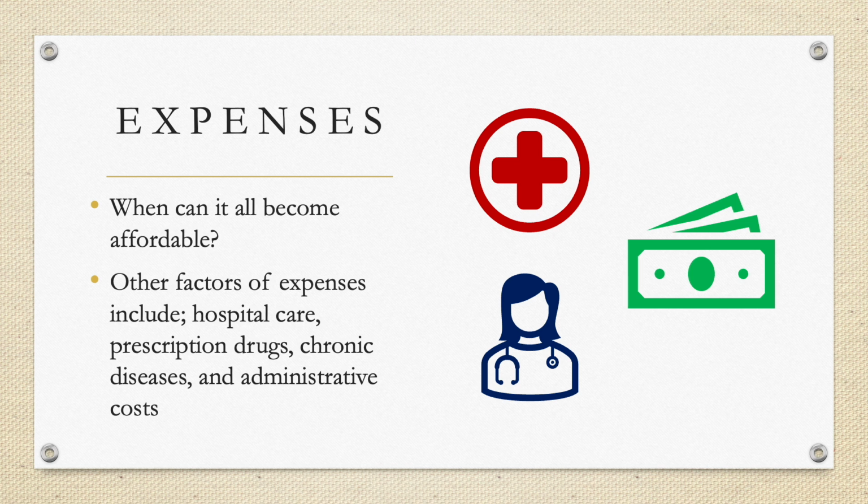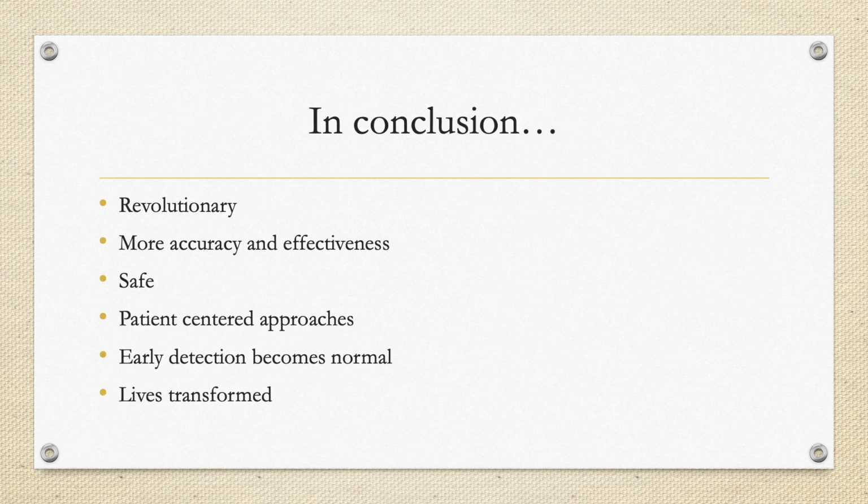Annually, $190,000 is spent on maintenance in addition to disposables and consumables, which can range from $800 to $3,500 per surgery. Other factors of expenses include hospital care, prescription drugs, chronic disease, and administrative costs. These innovations are almost unheard of being actually used because they are so expensive to recreate and use. Hopefully in the future, more healthcare can become more affordable and easily accessible.